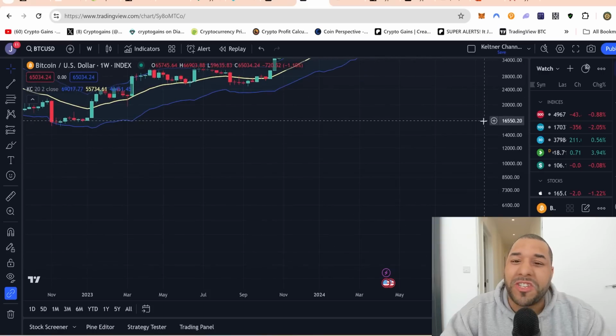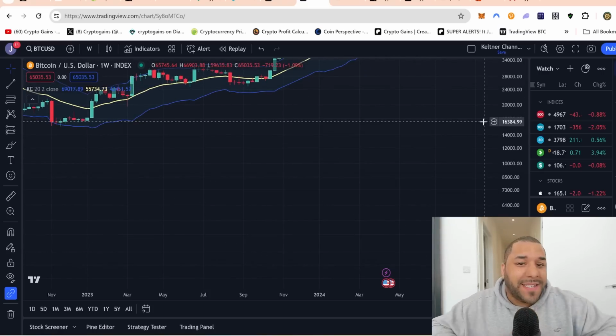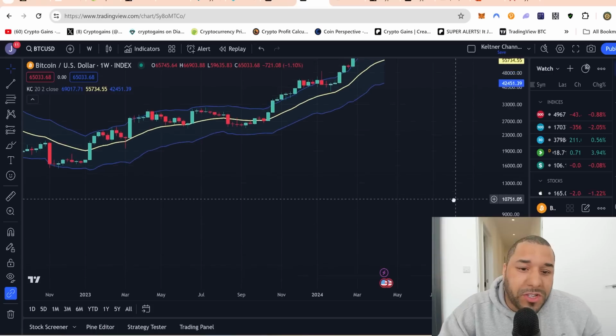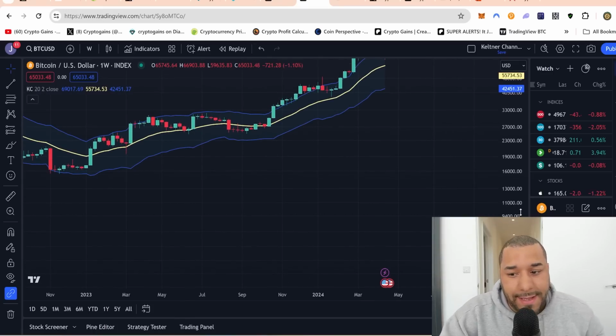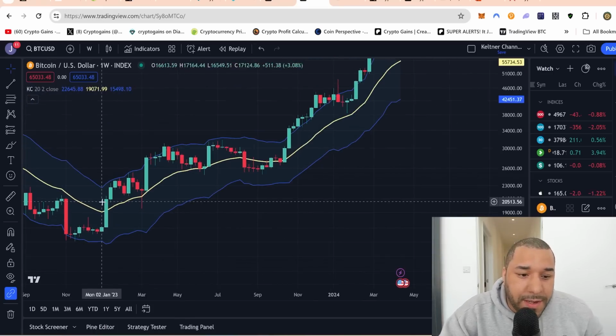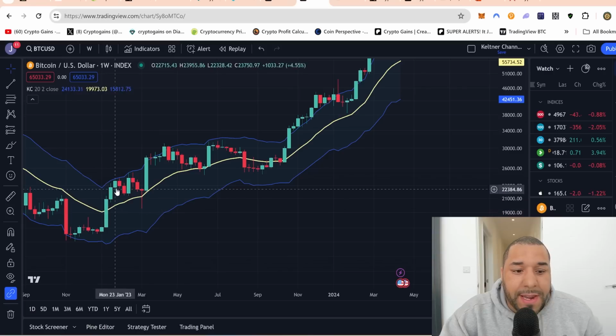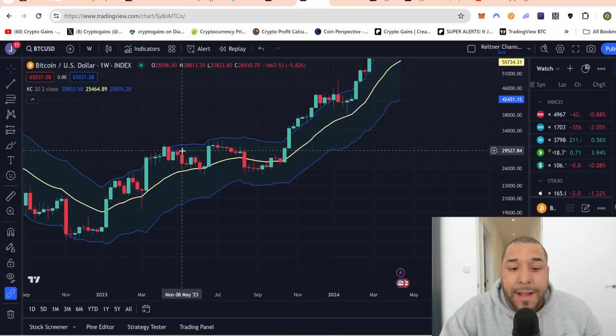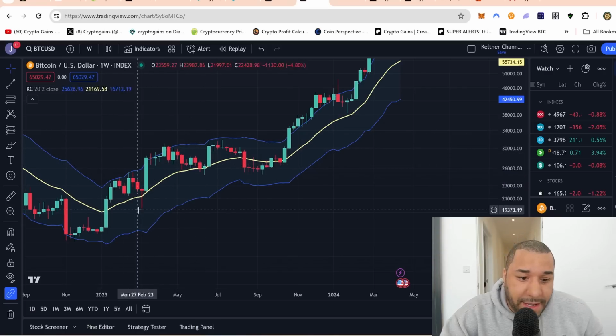And this is why people come to the channel, by the way. Just clean, simple analysis that your kid can understand. You can show this to your 6-year-old kid and say, look, we've got two blue lines and one yellow line. And at some point, these candles are going to break above the yellow line. And if it goes too much and goes out of the blue line, eventually it has to come back to the yellow line. And you can see this breakout here.